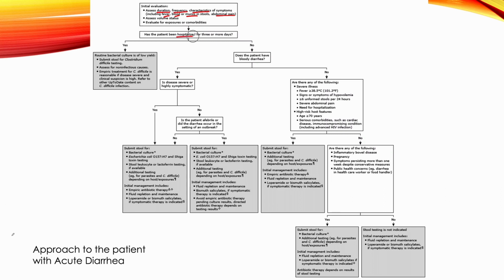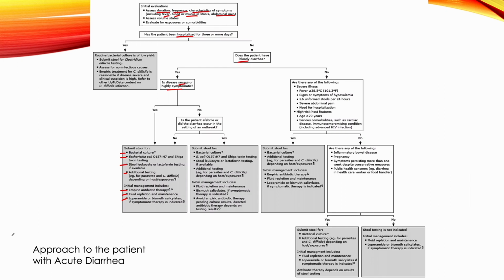Has the patient been hospitalized for 3 or more days? If no, does the patient have bloody diarrhea? If yes, is the disease severe or highly symptomatic? If yes, then you have to consider bacterial cultures, E. coli toxins, stool leukocyte or lactoferrin testing, and additional things like parasites, Giardia antigen, C. diff toxins, depending on what they've been exposed to. And then initial management includes empiric antibiotic therapy, fluid repletion, and potentially some other medications to help reduce the number of episodes of diarrhea.